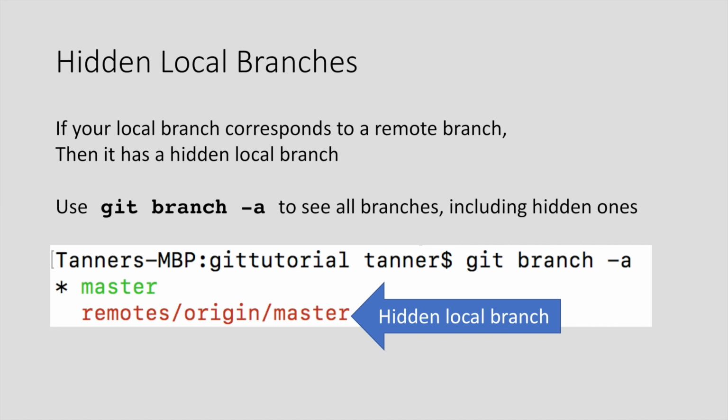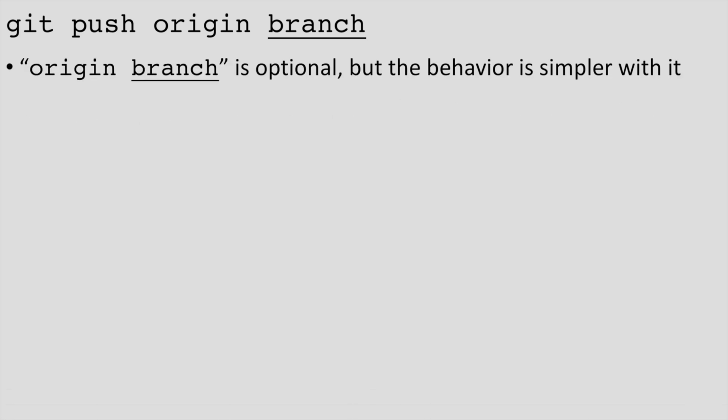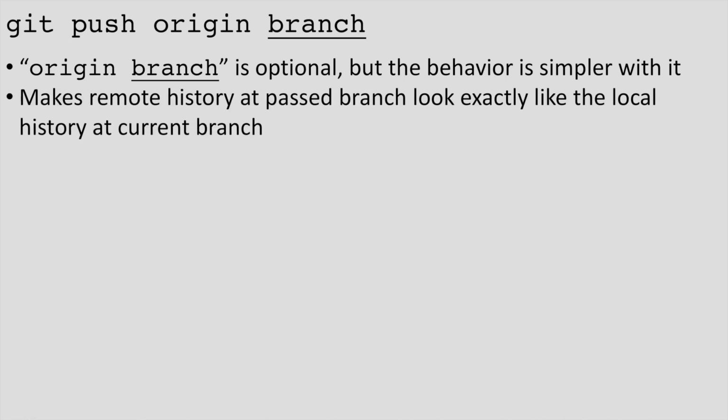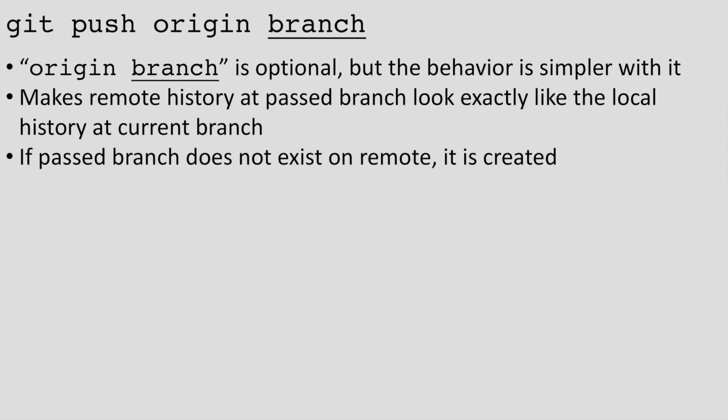Git push origin branch, where branch is a branch name. First of all, origin branch is optional, but the behavior is simpler with it. So git push is a valid command. This command makes remote history at the pushed branch look exactly like the local history at the current branch. If the pushed branch does not exist on the remote, it is created on the remote.